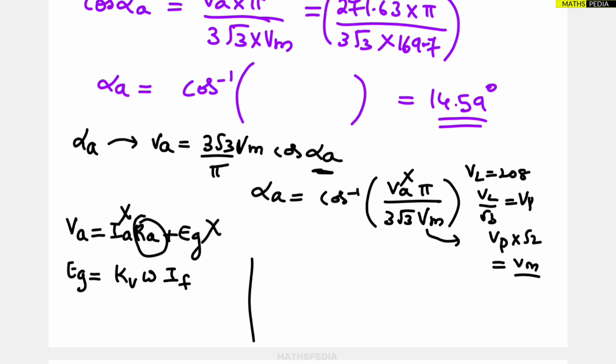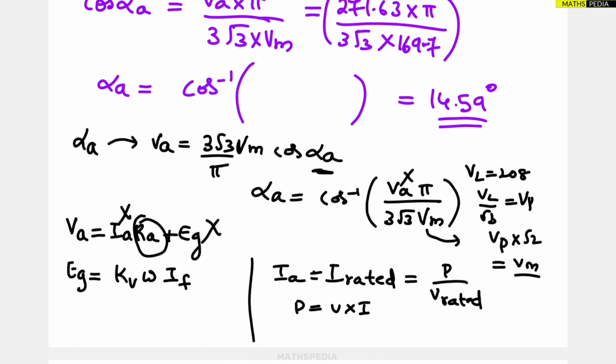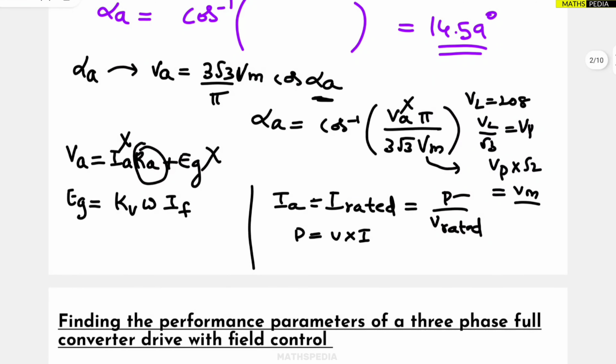As well as I need to calculate IA also. IA can be calculated by using the power formula. It is the same as I rated. How to find out I rated? By power P equal to VI, volt into ampere. So from this, I is equal to power divided by the rated voltage. It is given in the question: 20 HP, so you have to convert it to watts by multiplying by 746, divided by the rated voltage, which is 300. Don't take 208 and come.